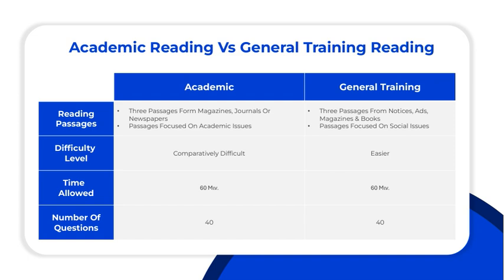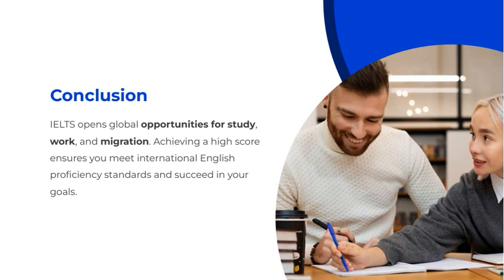The academic reading is more demanding and focused on scholarly topics, while the general training reading is broader and more social in focus. Understanding these differences can help you tailor your preparation and approach to each section, ultimately improving your performance across the board. IELTS opens up a world of opportunities for study, work, and migration across the globe.